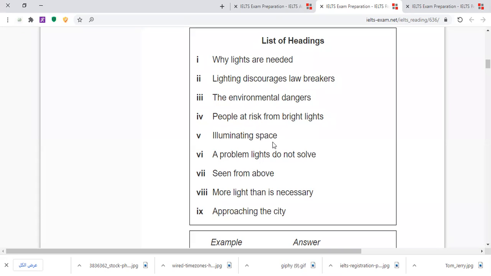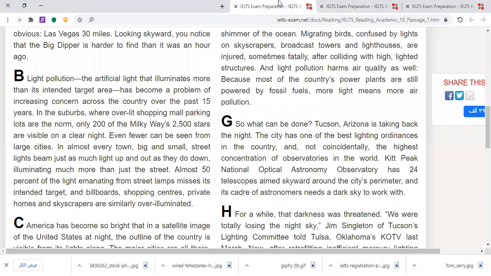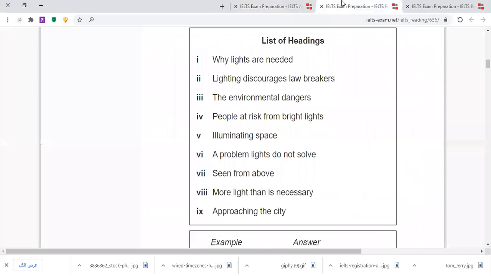Illuminating space. Right. Illuminating means what? To show or to light the place. So illuminating space. Space is out of the earth. Do you know the meaning of space? Yes, space. Did he talk about anything related to space here? No. Again, he didn't talk about this.